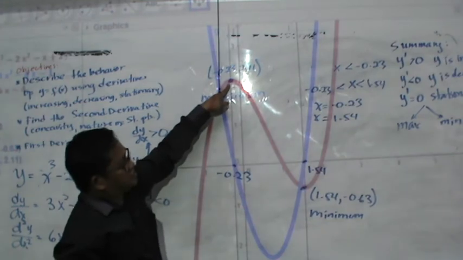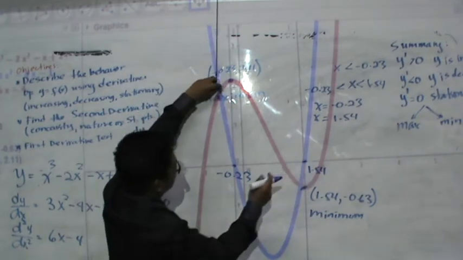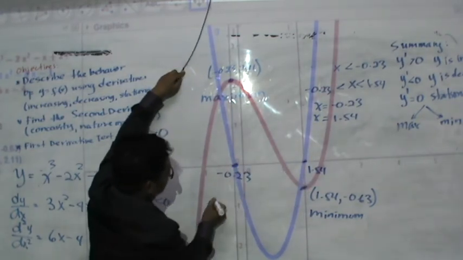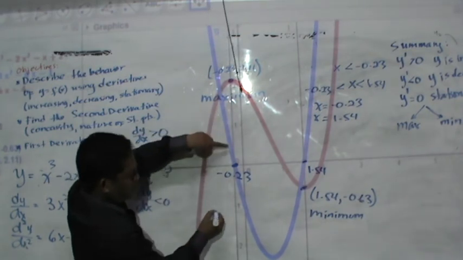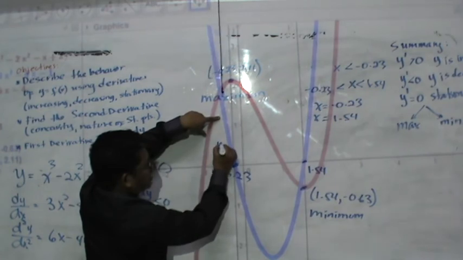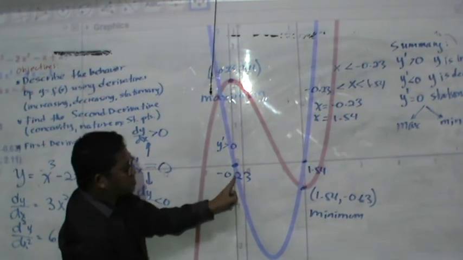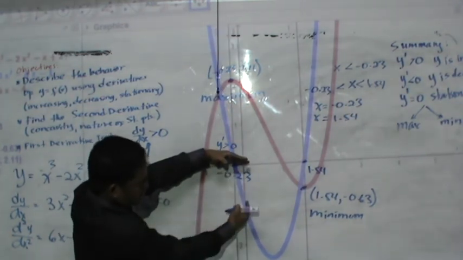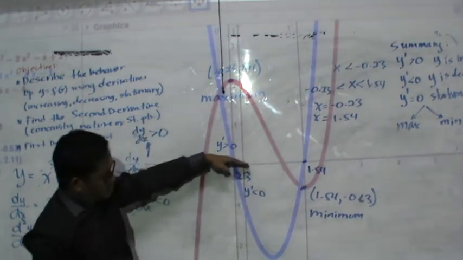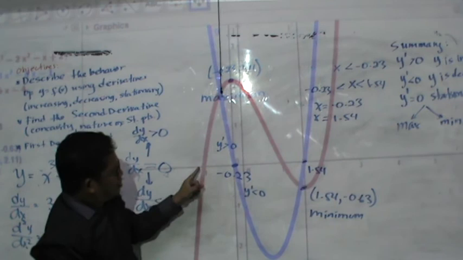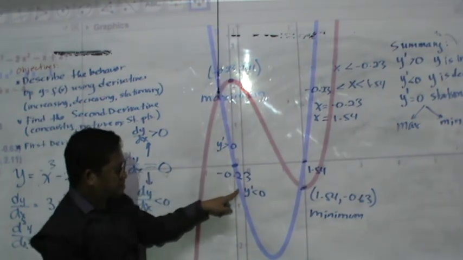Let's look at this point here, this maximum point. What can you say? As you can see at this point here, this blue portion is above the line. So we see that y prime is greater than 0. And this one is below the line, this curve is below the line. So we can say that y prime is less than 0. Then what can you say about it? This one means increasing. This one means decreasing.